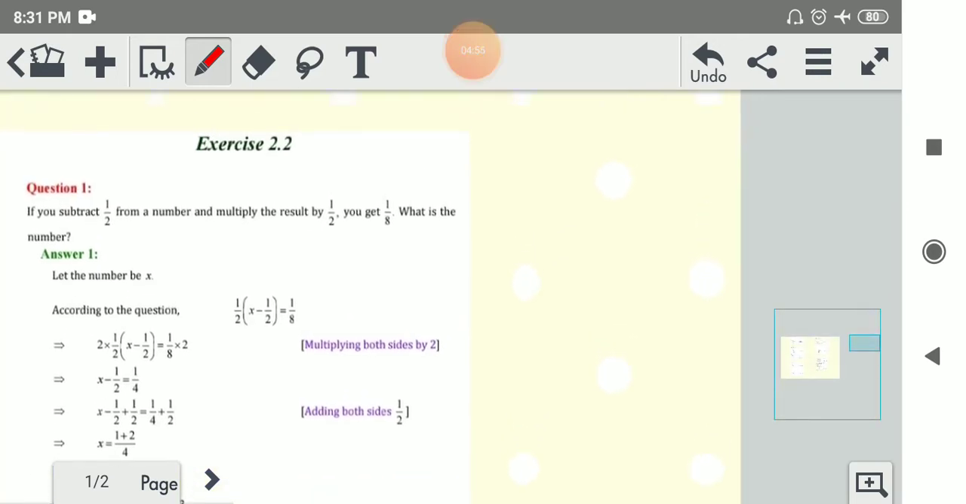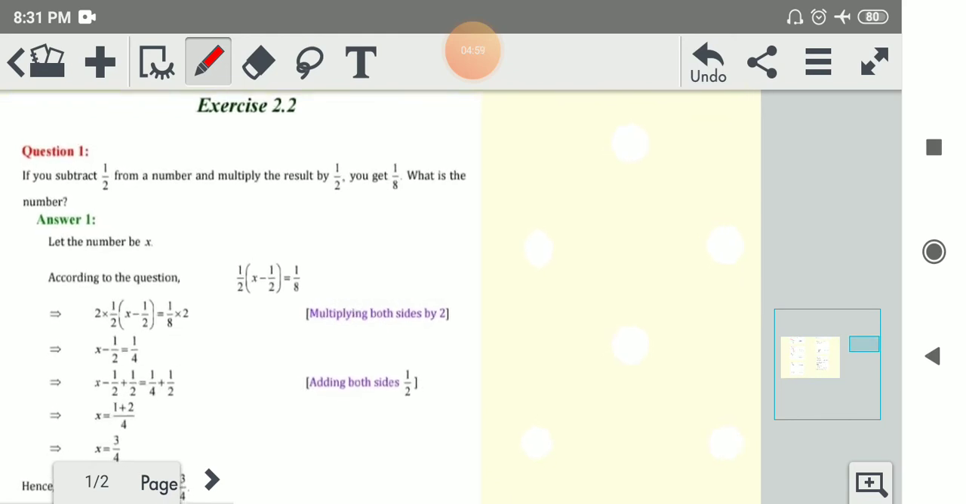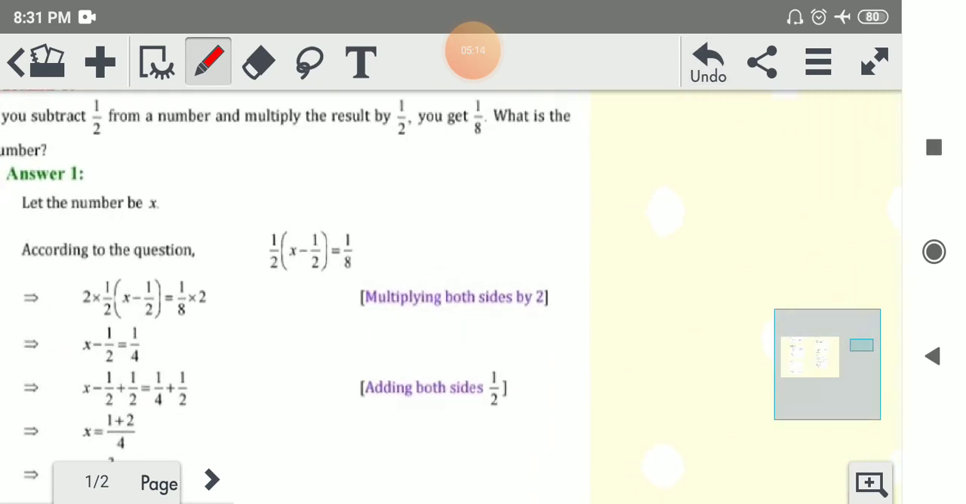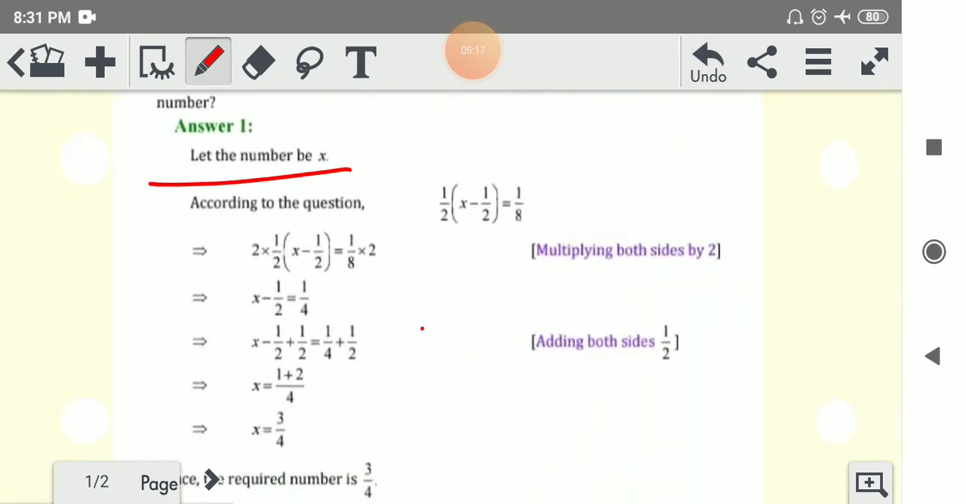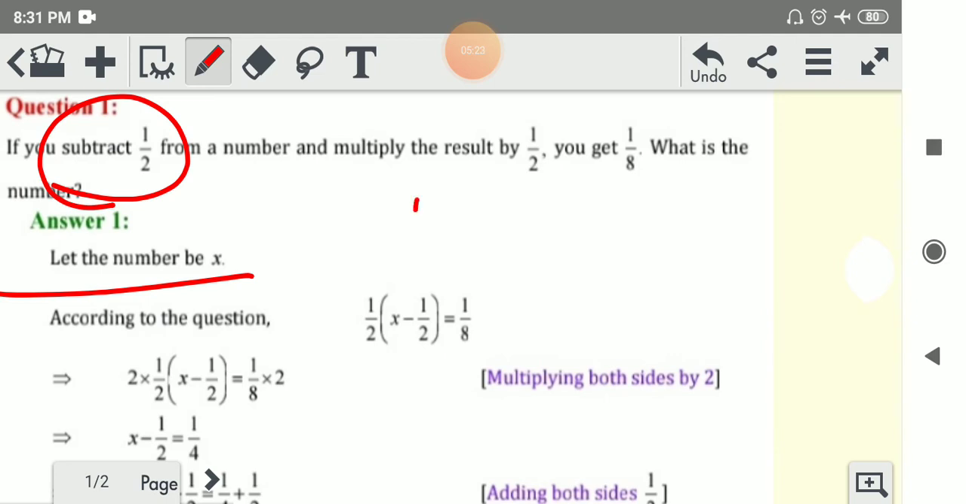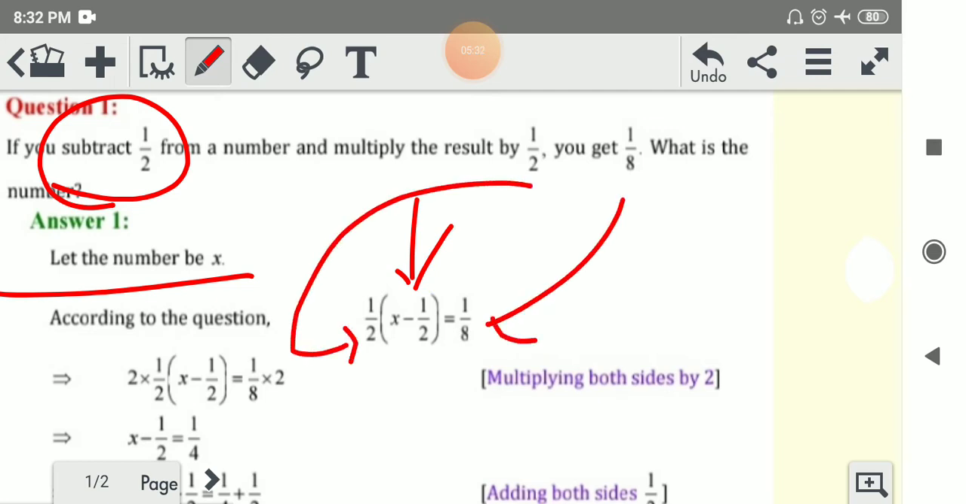Now exercise 2.2. Here is a word problem. If we subtract 1 by 2 from a number and multiply the result by 1 by 2, we get 1 by 8. Okay. Suppose the number is x. According to the question, when we subtract 1 by 2 from this number and multiply by 1 by 2, we get 1 by 8. Okay. So these types of equations are created.